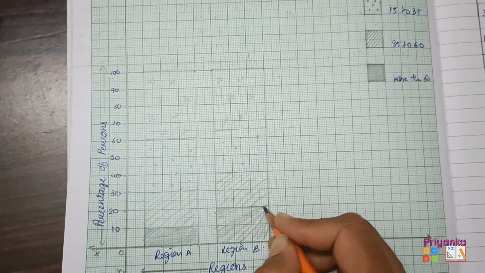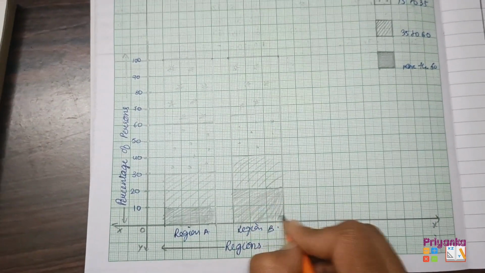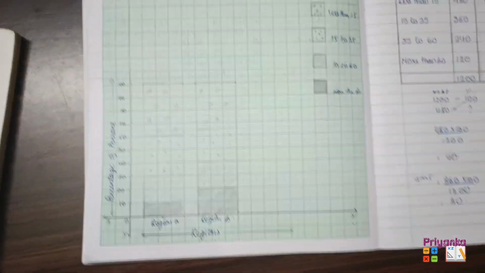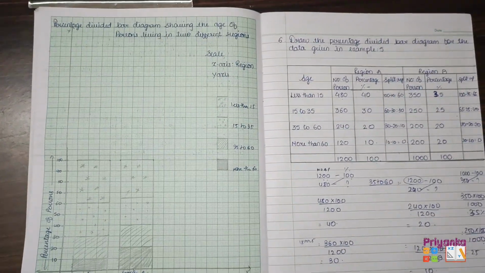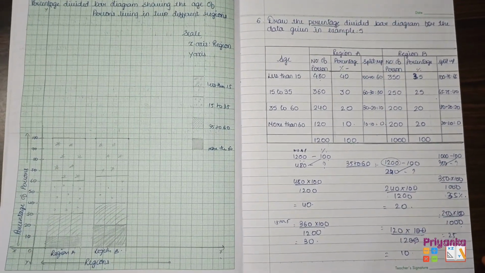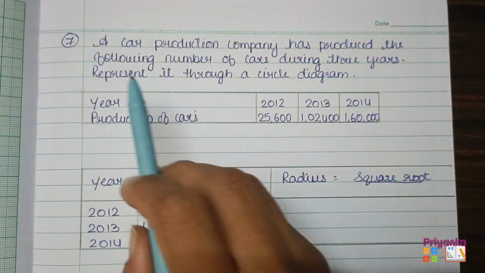As I am doing with one hand, it will look a little messy. You people make it properly. This is just for the explanation. So at the end, it will look something like this. Moving to the next. Question number 7.